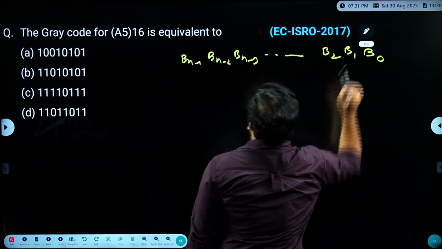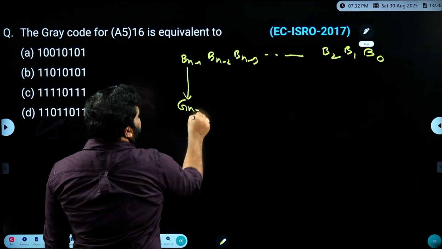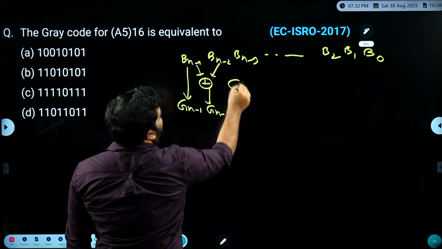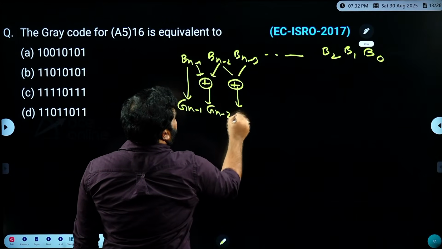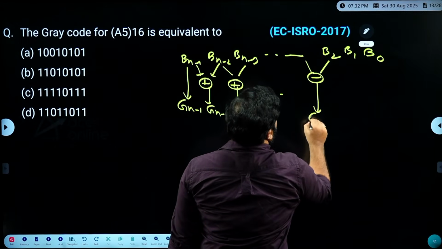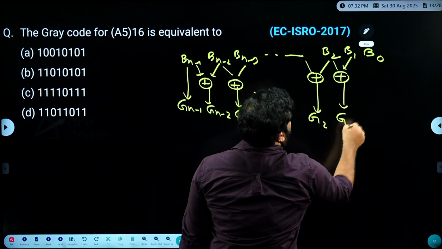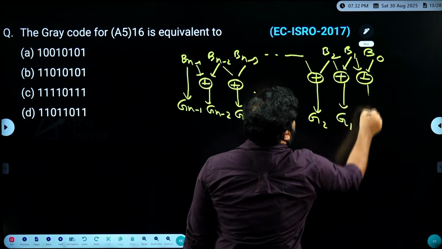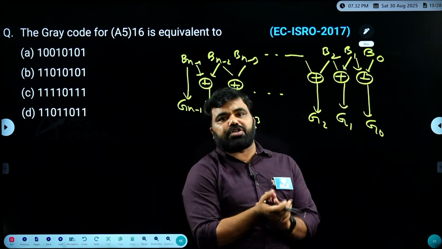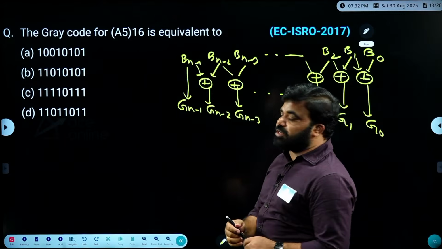B0. Then what we can say here, when you are converting binary to gray, MSB as it is and take XOR of successive bits to get remaining bits. Again XOR of these two will be resulting Gn minus 3, and so on. Again XOR, and here it is G2. Again XORing these two will be resulting G1. Again XORing these two will be resulting G0. So whenever it is required to convert binary to gray conversion, MSB as it is, to get remaining bits, take XOR of successive bits.